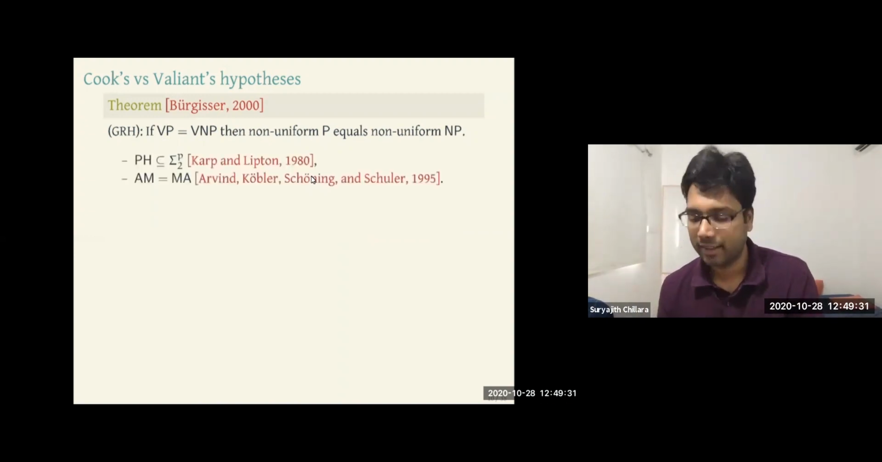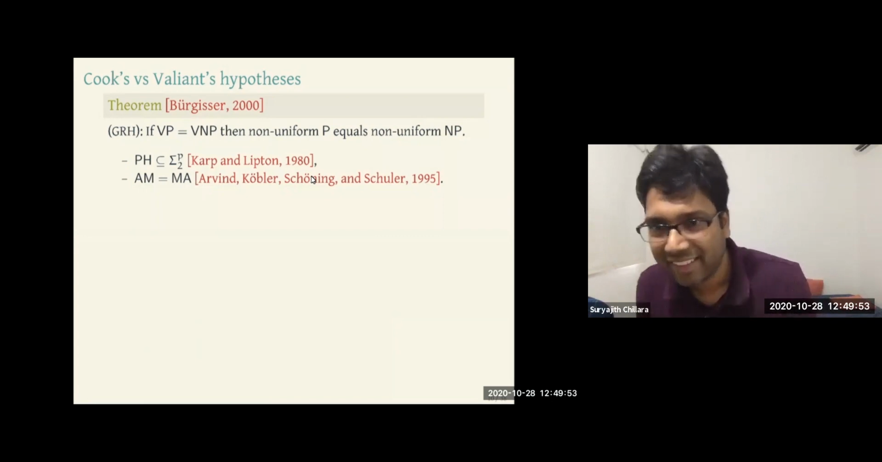And we know that that has a lot of consequences: PH collapses to the second level, AM is equal to MA, and whatnot. And we believe that these do not happen. We believe that PH should not collapse to sigma 2. So that means our assumption that VP is equal to VNP may not be true. So this is a belief based on another belief.